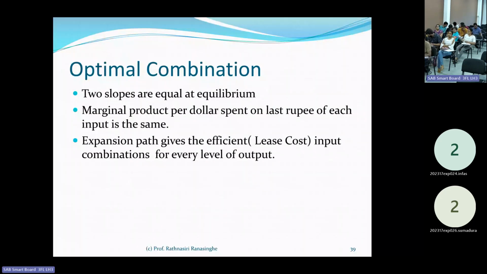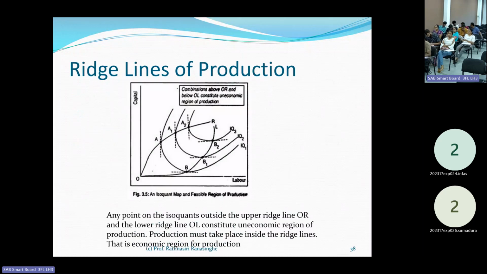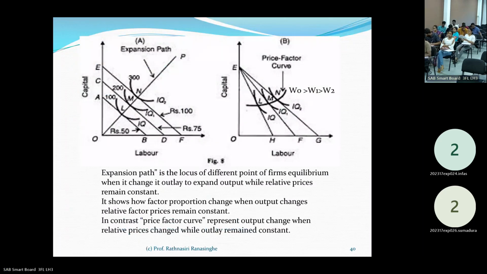You know the equilibrium point, right? So now we can see the expansion path. This is the expansion path, taking the efficient points, the equilibrium points.